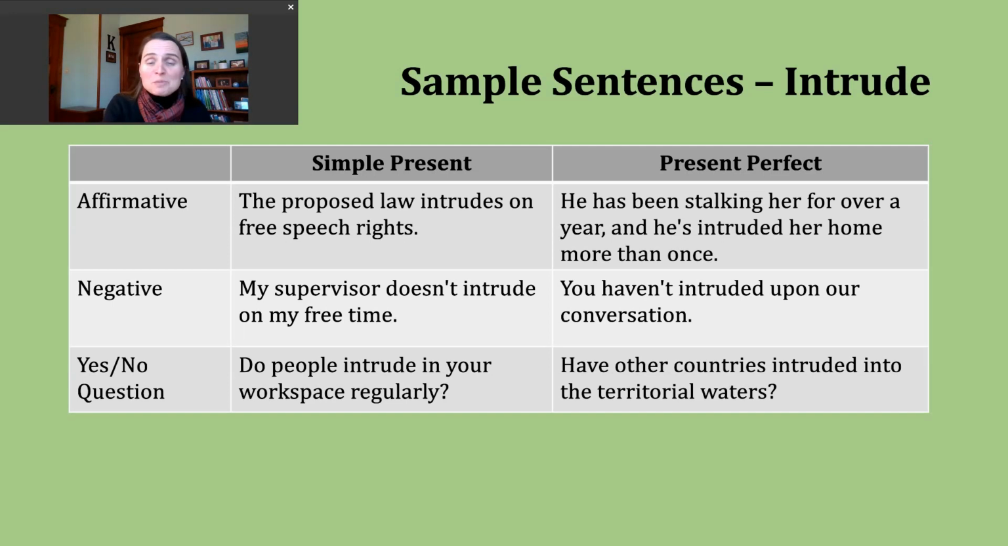Just like the simple present, we need to pay attention to our subject in the present perfect. If our subject is I, you, we, or they, we're going to use have and then the participle form of the verb. If the subject is he, she, or it, we'll use has and then the participle form of the verb. You can see that in my example here. He has been stalking her for over a year, and he's intruded her home more than once.